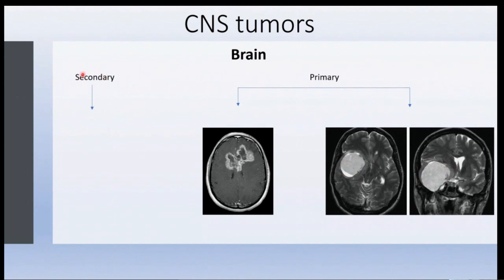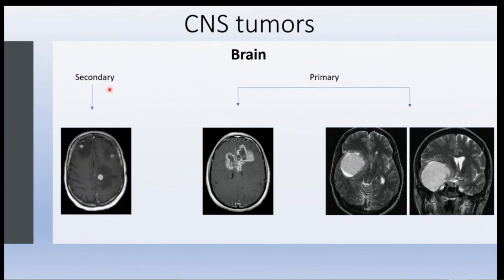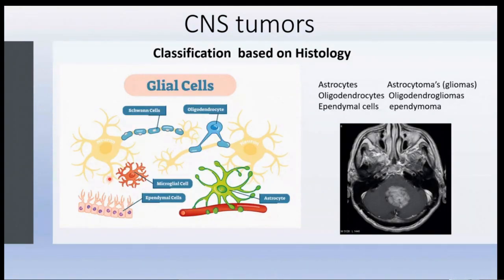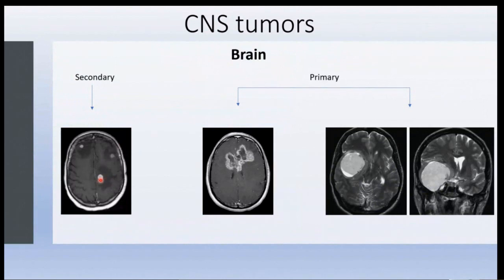The other type of brain tumors is the secondary, and as you know, the typical example is the metastases, and usually these are multiple. They can happen within the brain parenchyma, that's to say they are intraaxial, or they can happen on the dura, and they are extraaxial or dural-based lesions.